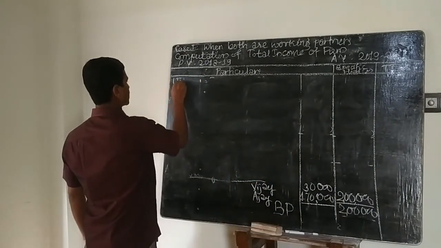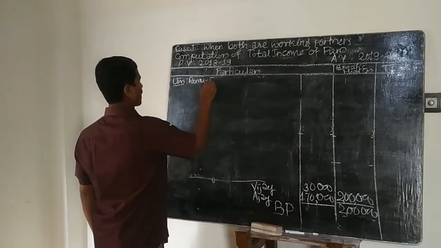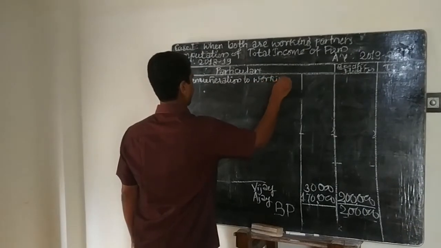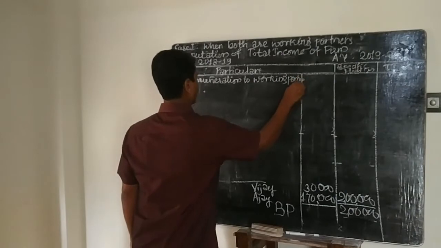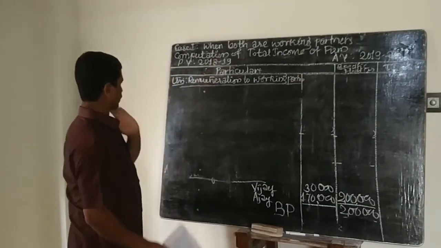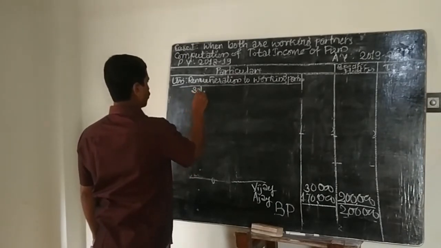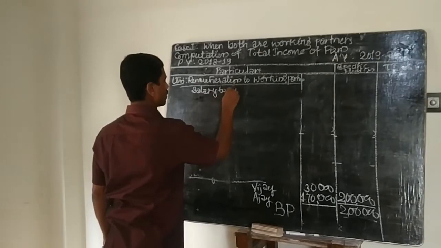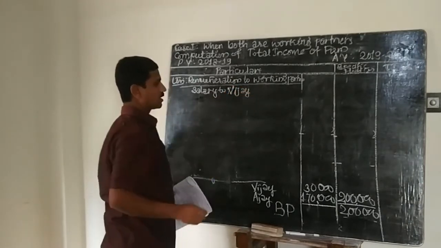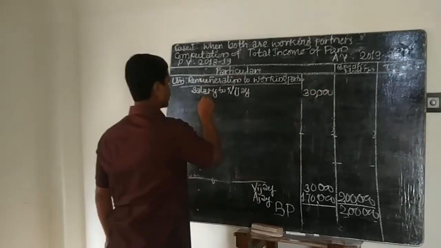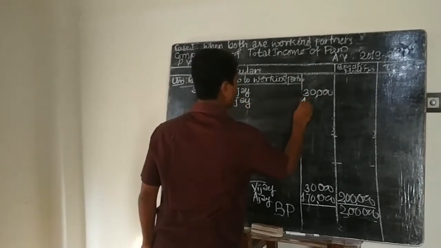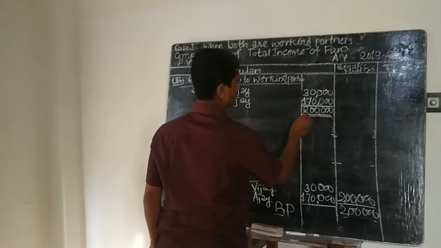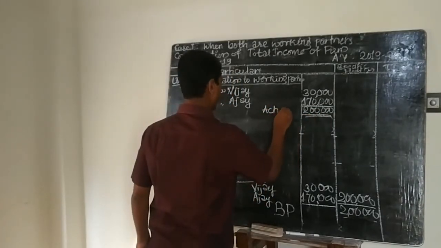So less remuneration to working partners. In the first context, both are working partners here. So first, salary to working partners, or salary to Vijay. Vijay's salary is 30,000. Then salary to Ajay, it is 1,70,000. So the sum of this comes to 2 lakhs. This is what we get here, actual. Right?